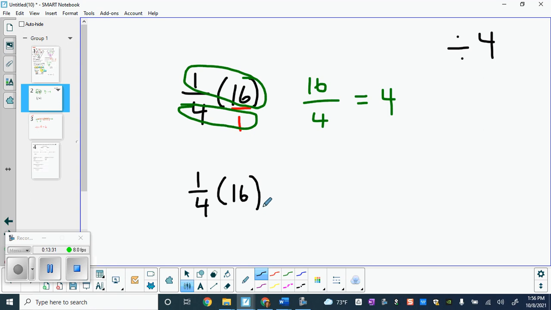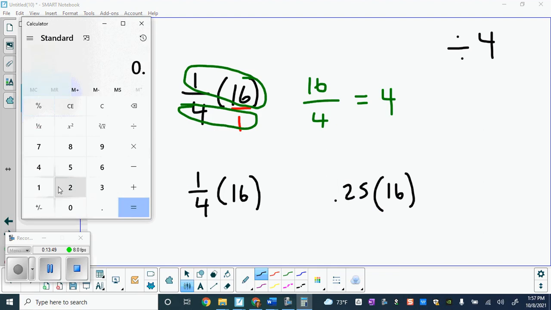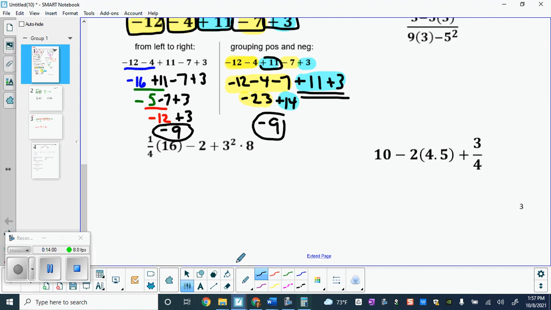Now, let's say for whatever reason, you're just not feeling this fraction or division math. You guys know that 1/4 as a decimal is a 0.25. So you could use your calculator to do a 0.25 times the 16. And when you do that, you're going to see that you still get a 4. So worst case scenario, just make the 0.25 times 16, and you've got the 4. Okay? So that was just me handling the fraction part of this.